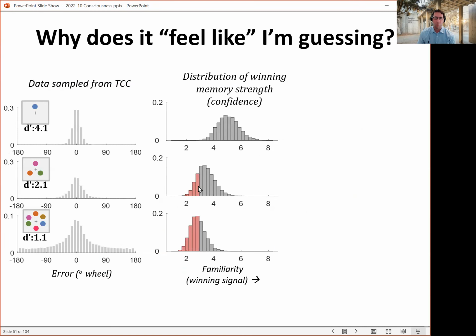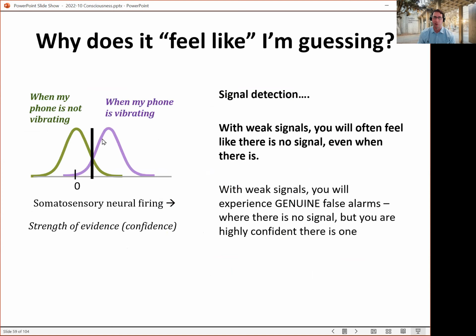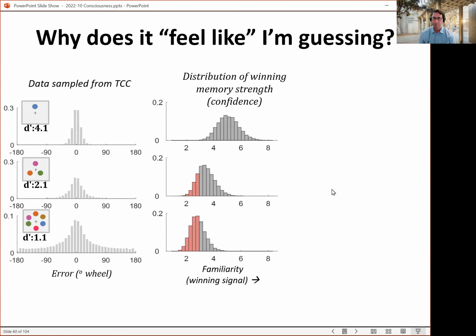And what I've done in red here is I've just color coded what signals happen pretty regularly, even when D prime is 0. When you just didn't see anything, you'd expect to sometimes see signal strengths this high. So this is just like this threshold, right? It's just like me putting a threshold on what would you expect even if nothing happened?